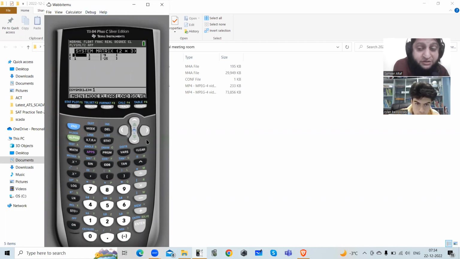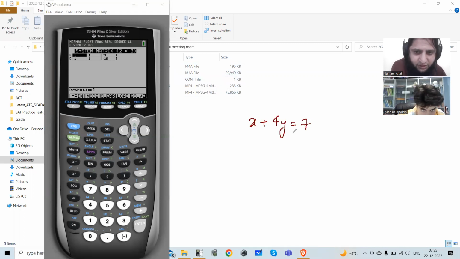What is the coefficient of x in the equation? The coefficient of x is the number which is multiplied with x. Can you tell me the equations? For the first equation, it is x plus 4y equals 7. And the second one is 3x plus 8y equals 21.